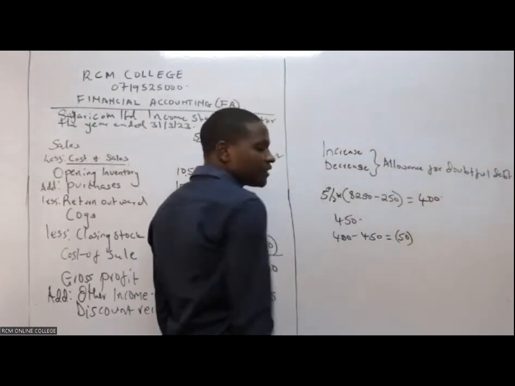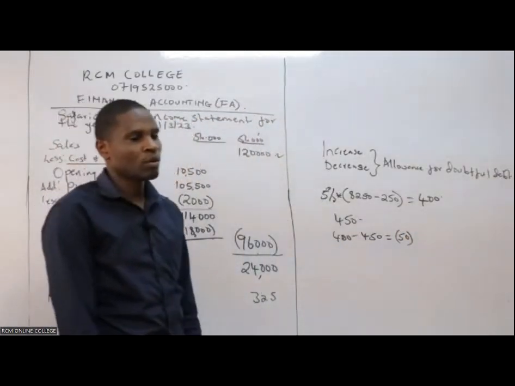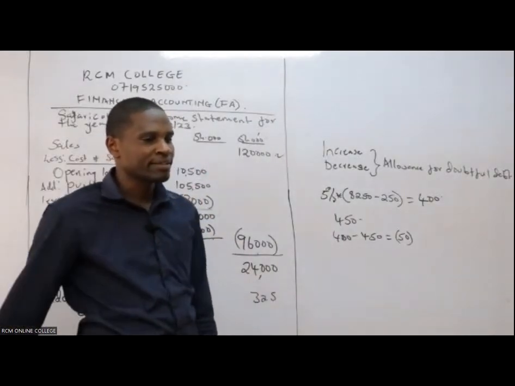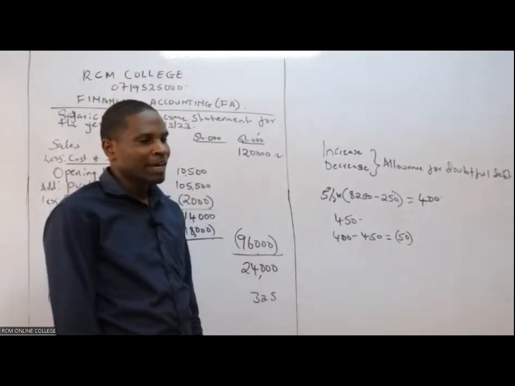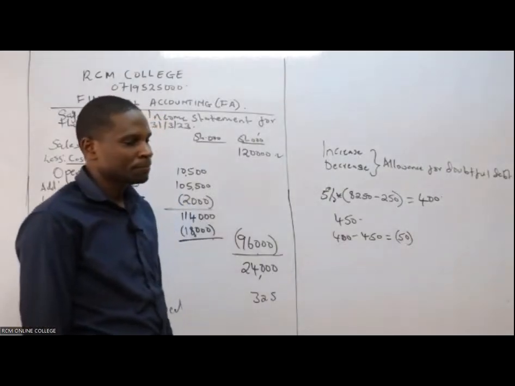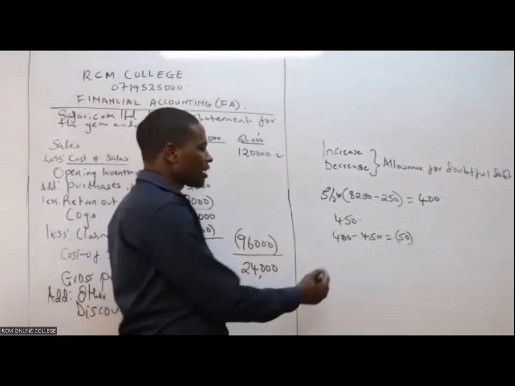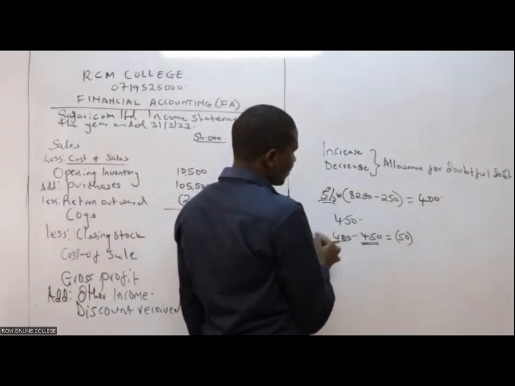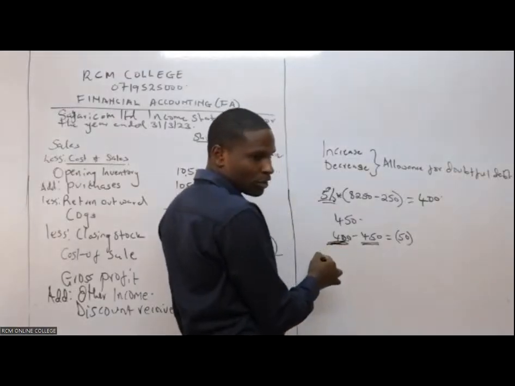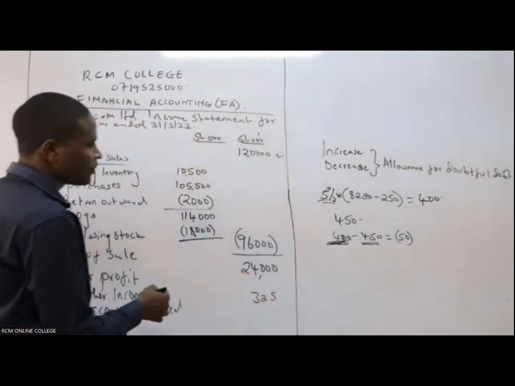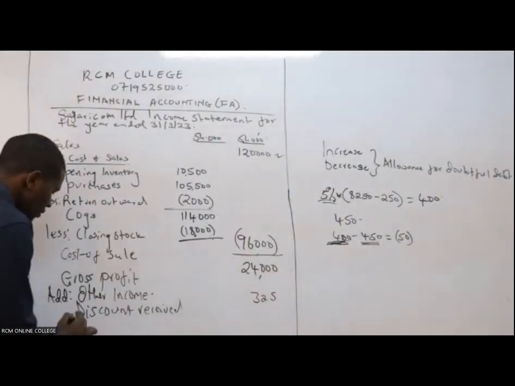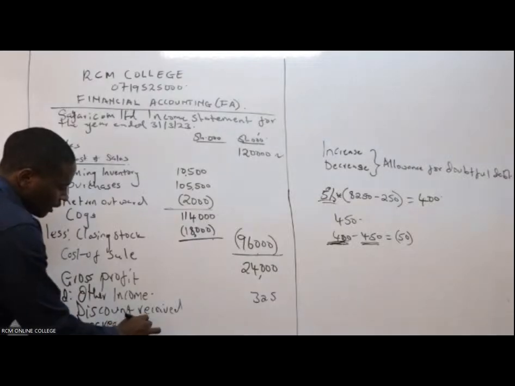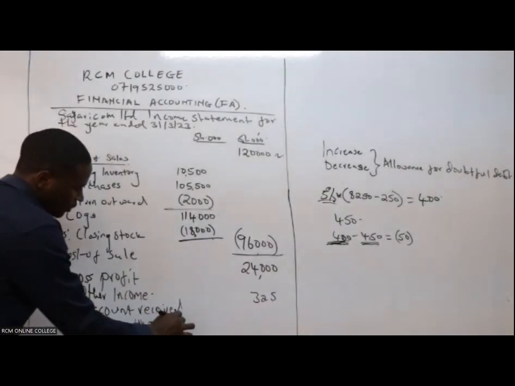So was there a decrease or an increase? In the trial balance, we had 450 provided, and then the allowance, the 5%, was 400. So there was a decrease. Therefore, the 50 is an income. So a decrease for allowance for doubtful debt.